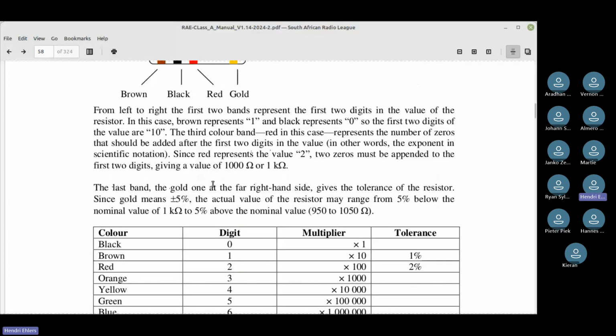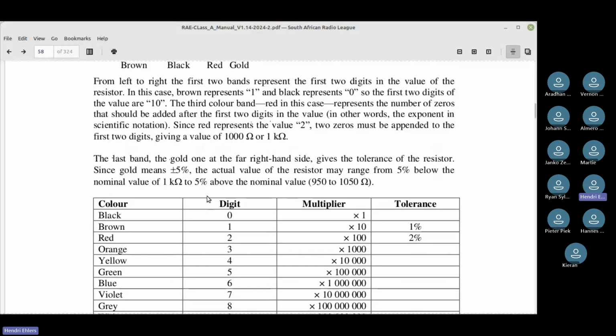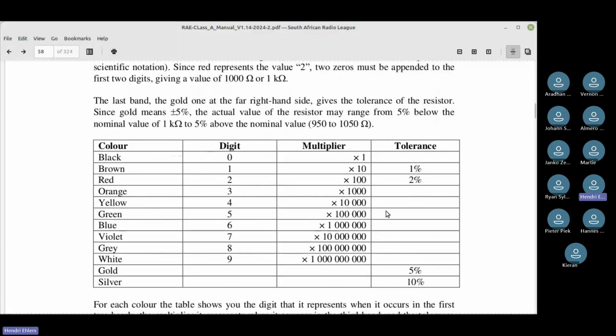The last one, the gold one, is the 5%, as I said. There's other tolerances as well. Here's your color code, by the way. 1%, 2%. I mean, why would you go and buy 2% if you get 1% for approximately the same price anyway? Right. So let's see the color codes.